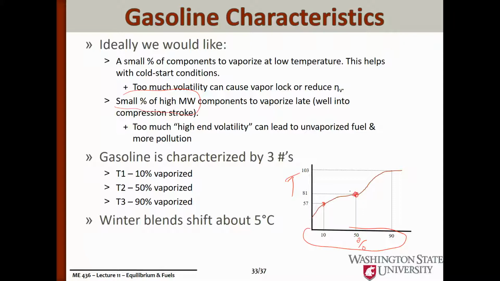At 81 degrees, 50% of the fuel will evaporate, and at 103 degrees, 90% of the fuel will evaporate. So those are the three numbers we use to characterize the volatility of a fuel. We have T1 when 10% of the fuel is vaporized, T2 when 50% is vaporized, and T3 when 90% is vaporized.